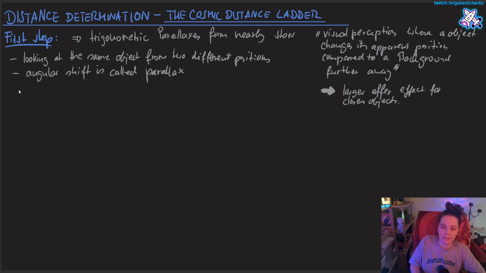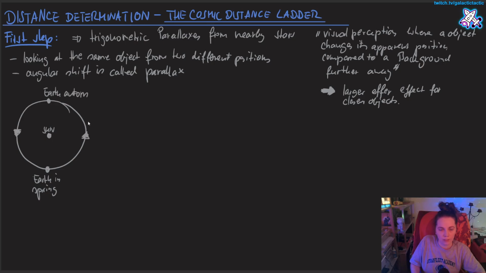which represents an angle. I'm just gonna draw something here because that is probably better to do. So we have the star here. Orbit. Earth is orbiting the sun. We have here Earth. Let's say this is Earth in spring. This is Earth in autumn. Earth is orbiting around the sun.